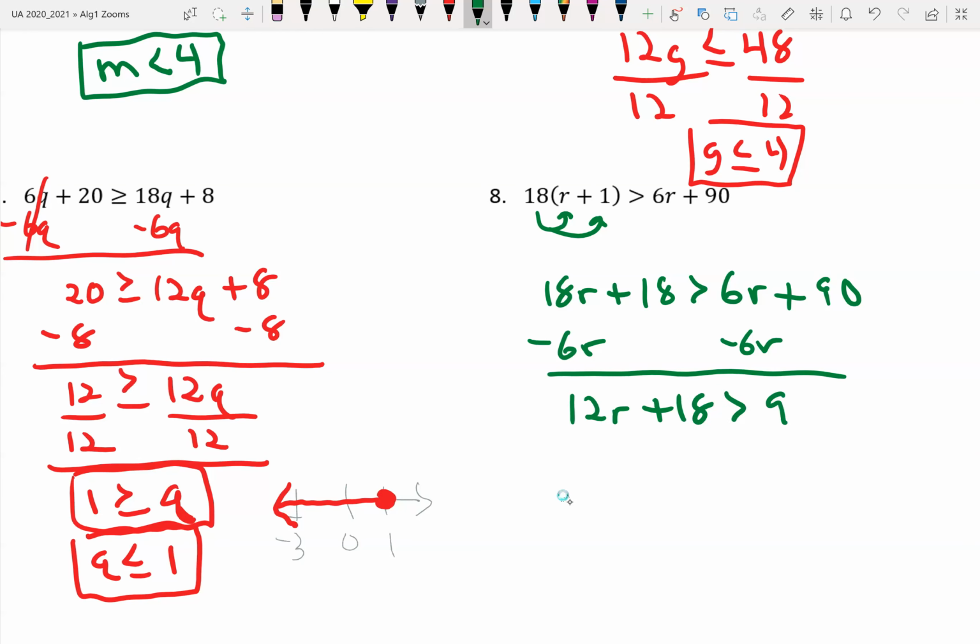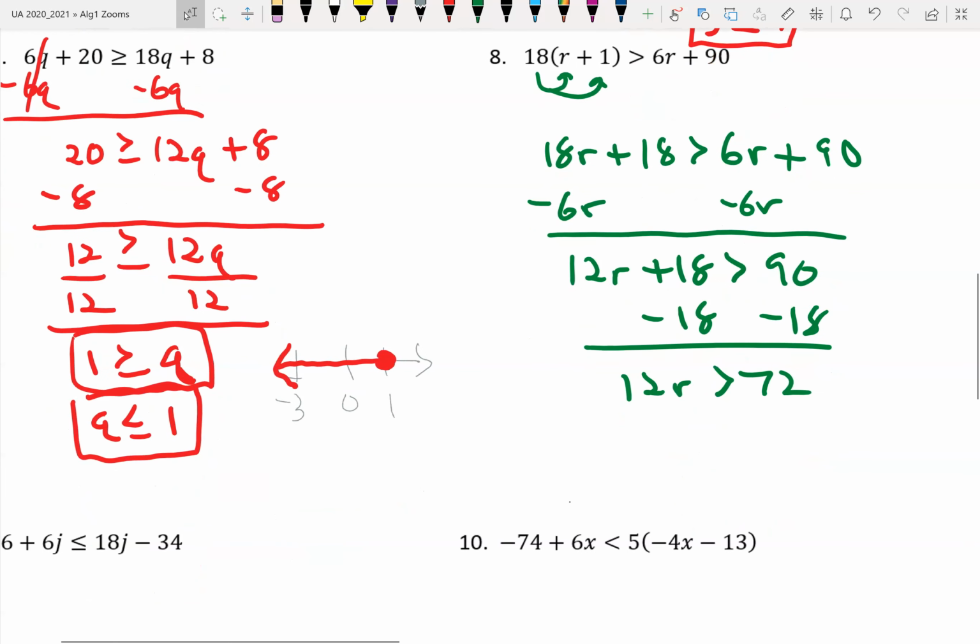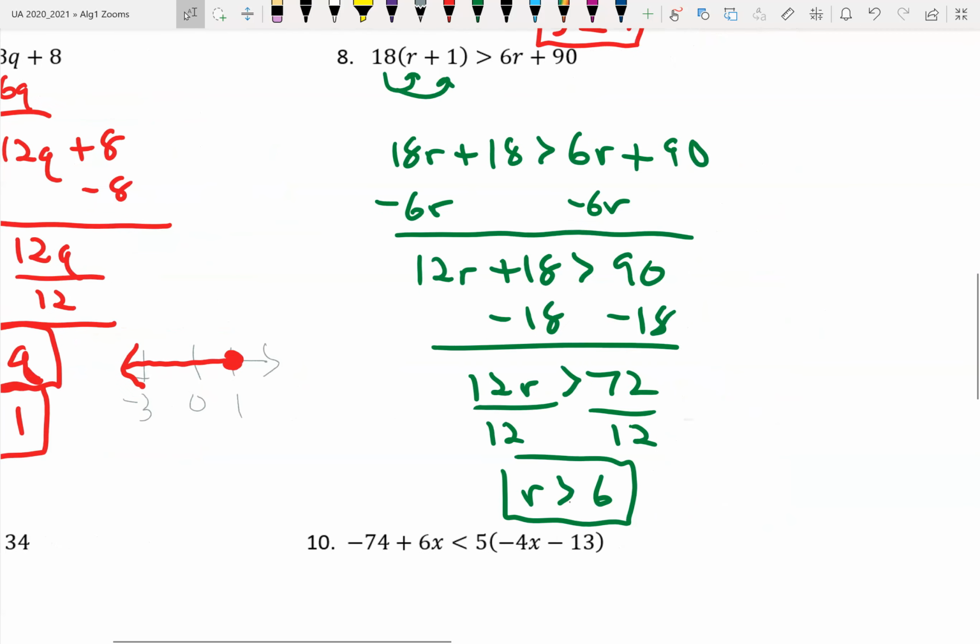Greater than 90. Subtracting 18. We have 12r greater than 72. Dividing both sides by 12. R greater than 6. To graph this, draw yourself a number line.